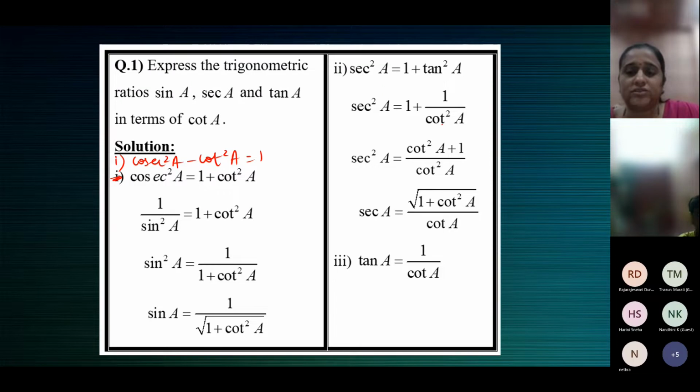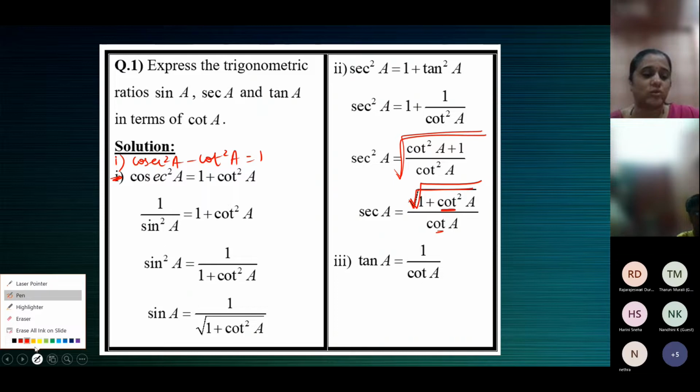All right. So when you take the square root on this side, what will happen? The numerator comes as it is, 1 plus cot square A. The denominator, square root of cot square A is cot A. The square root is only for the numerator, not for the denominator, because the square root of the numerator stays as it is, and the denominator cot square A becomes cot A. So cot A is out of the square root.